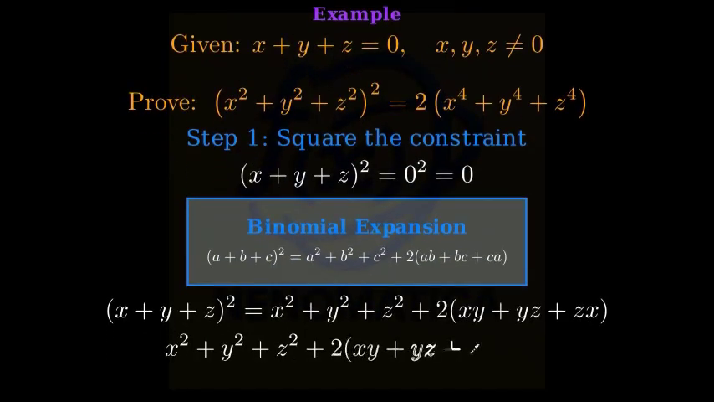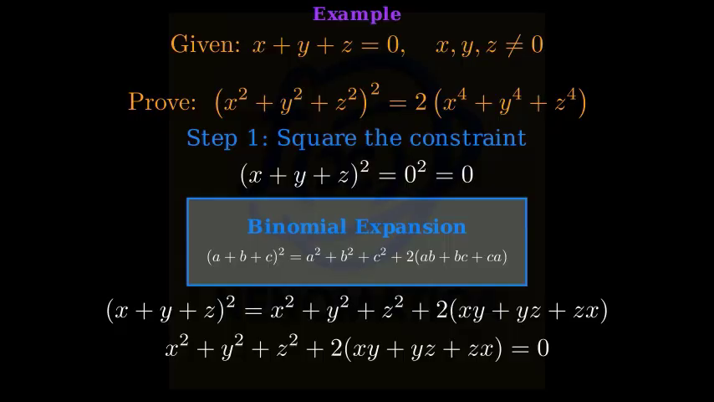Since this equals 0, we can write that x squared plus y squared plus z squared plus 2 times (xy plus yz plus zx) equals 0. Rearranging to isolate the sum of squares, we get x squared plus y squared plus z squared equals negative 2 times (xy plus yz plus zx).